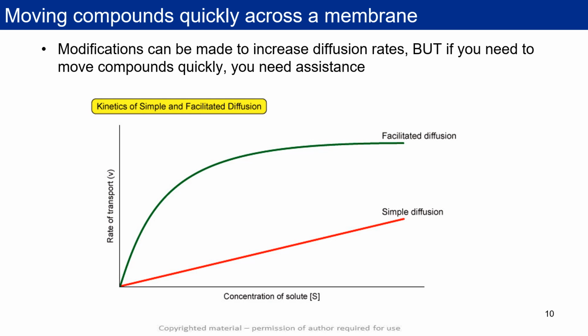We can see that with the facilitated diffusion line, which is green, a substance can be transported relatively quickly across a membrane even at low solute concentrations. But we also see that transport rates level off, and even with increasing solute concentration, transport rates don't increase much anymore.